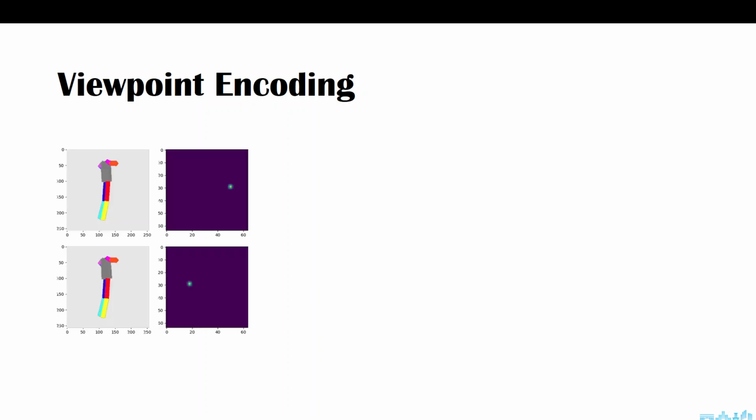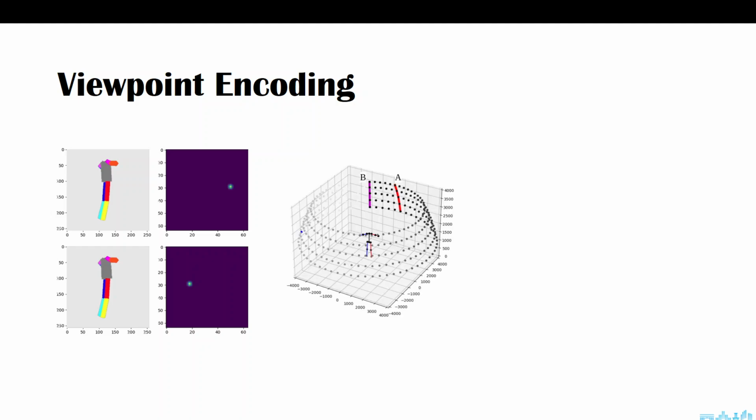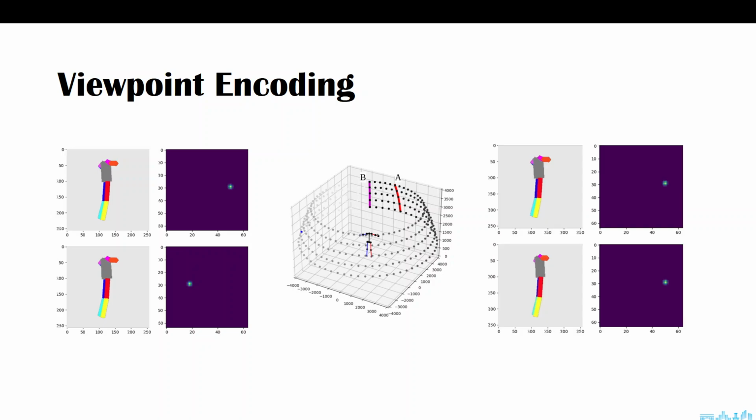Next, let's take a look at how viewpoints are encoded. On the left, we encode the azimuth and elevation of the camera relative to the subject. As can be seen, two different cameras can generate the same image. This will confuse the network during training. To tackle this, we rotate the camera arrays with the subject. As a result, we have the same encoding for the same image.